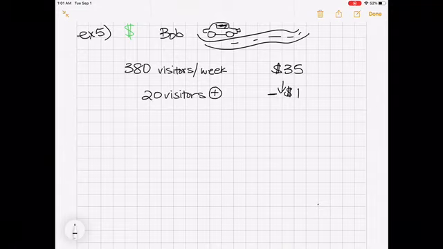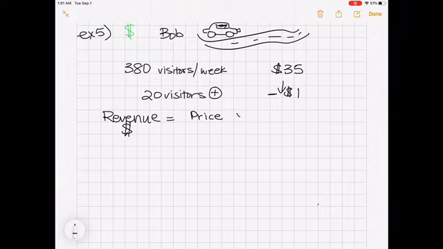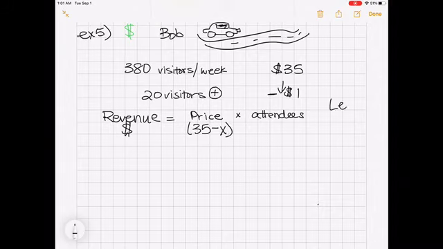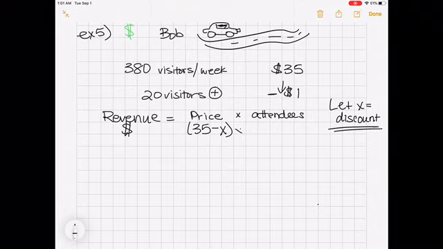We're going to talk about how a business runs. Well, there's this thing called revenue, which is how much money is brought in at the end of the day, okay? And revenue, in this case, is the price times the number of attendees, right? So if our price was $35, how much should we subtract from that? How much should we decrease? We're going to say let X equal the discount, or how much we're discounting the original price.